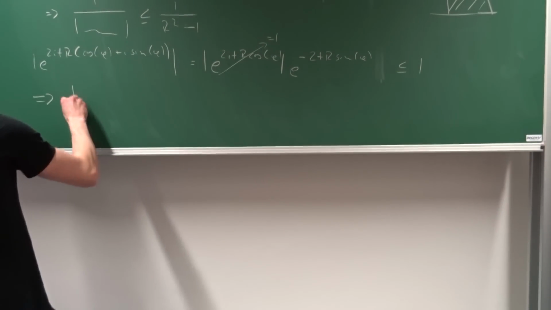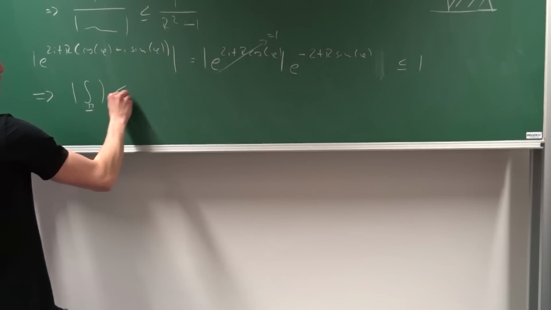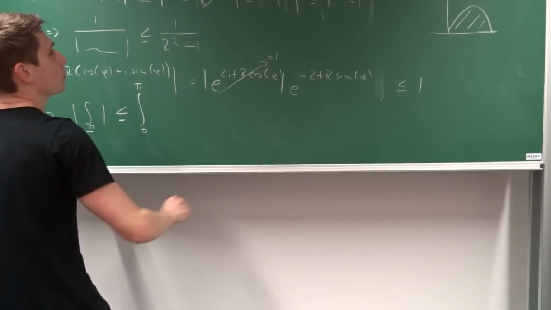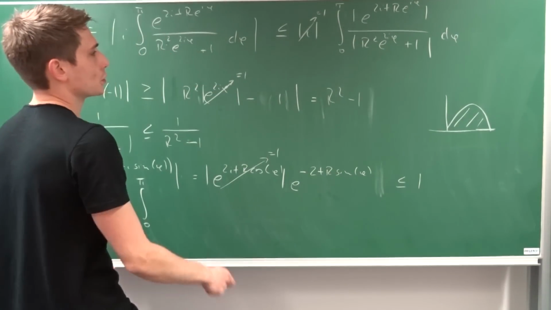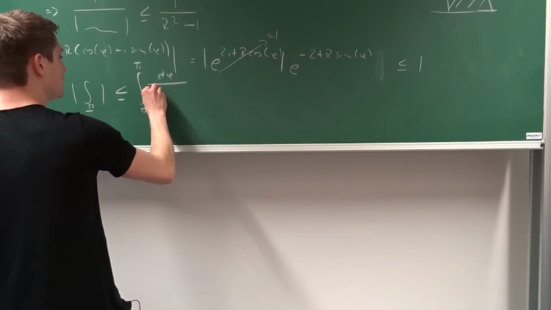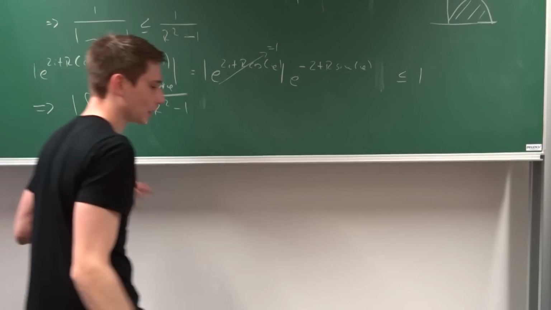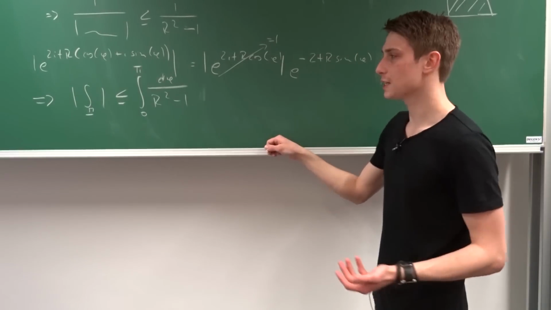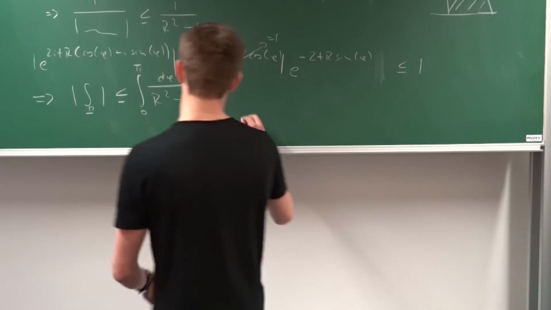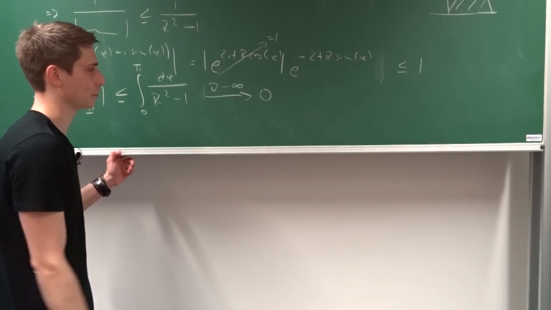So that now means we have the absolute value of this gamma integral is less or equal to the integral from 0 to pi of, so the numerator is going to be less or equal to 1, and this right here is going to be less or equal, we have a d phi right here, r squared minus 1. Okay, and now if we let r approach infinity, that is just going to be 1 over infinity, and that's going to be 0. So this whole thing goes to 0 as r approaches infinity.